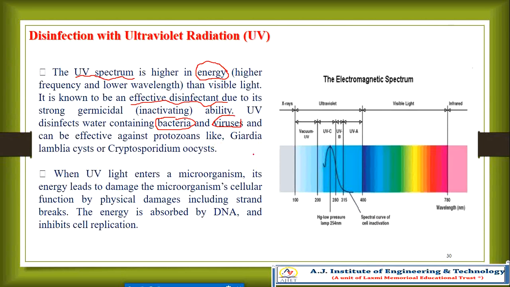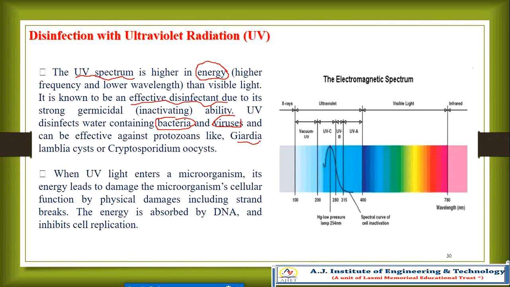like Giardia lamblia cyst or Cryptosporidium cyst, and many protozoa like that can be removed. That is, bacteria, viruses, as well as Giardia cysts.